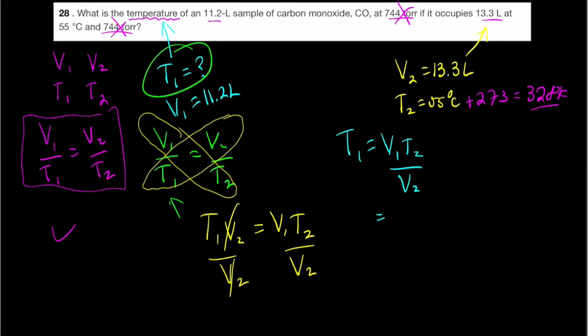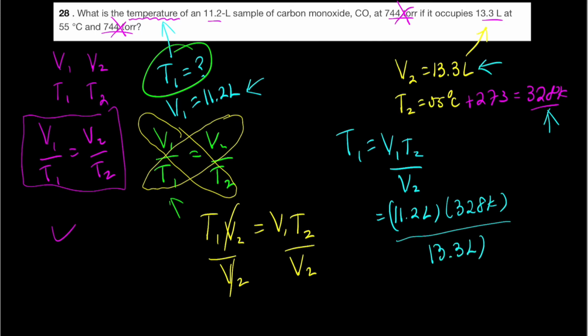Let's go ahead and plug this in. V1, let's find it on this page, is right here. It's 11.2 liters. T2 is right here. It's 328 Kelvin. Divided by V2, which is right here on the page. It's 13.3 liters. It's very important to make sure that your units cancel. You can see here that the liters are going to cancel.